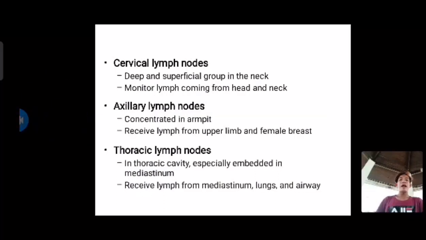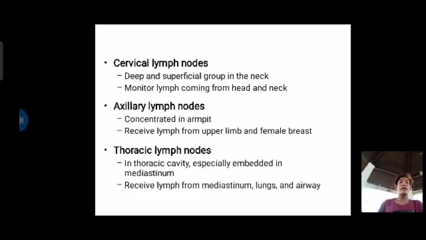There are seven parts of the lymph nodes. First is the cervical lymph nodes, which are a deep and superficial group in the neck. They monitor lymph coming from the head and neck. Second, the axillary lymph nodes are concentrated in the armpit. They receive lymph from the upper limb and female breast.